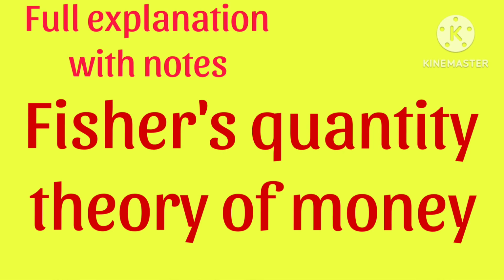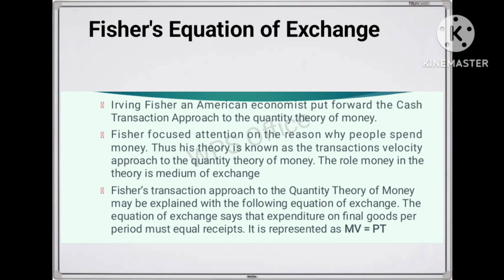Today we will be going through Fisher's equation of the exchange, or the quantity theory of money. So let's move on to the topic. Irving Fisher, an American economist, put forward the cash transaction approach to the quantity theory of money. Fisher focused attention on the reason why people spend money. Thus his theory is known as the transaction velocity approach to the quantity theory of money. The role of money in the theory is as a medium of exchange.